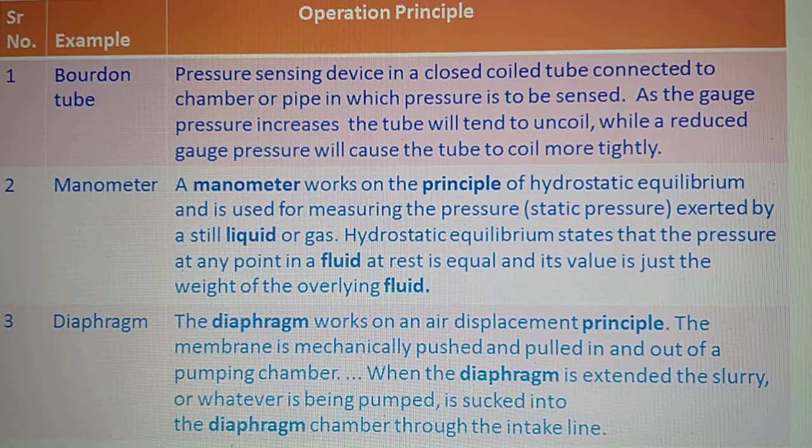And the third example of the pressure sensor is a diaphragm. This diaphragm works on the principle of air displacement. The membrane is mechanically pushed and pulled in and out of a pumping chamber. When the diaphragm is extended, then the slurry or whatever is being pumped is sucked into the diaphragm chamber through the intake line. This is the operation principle of the diaphragm.